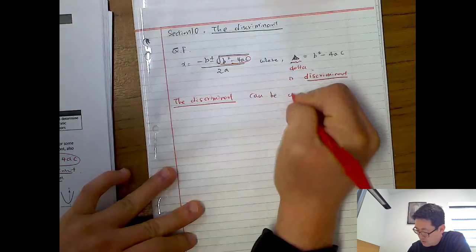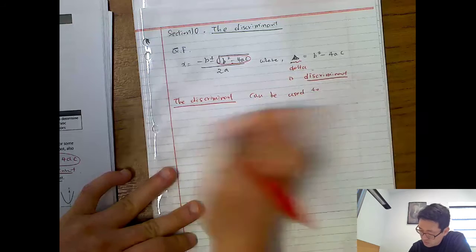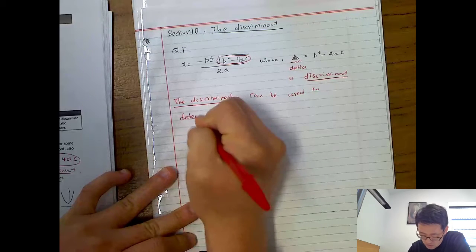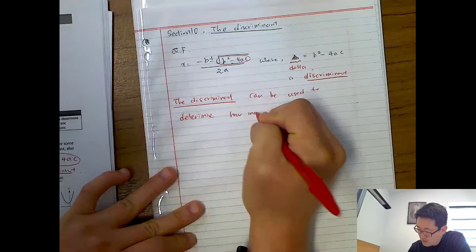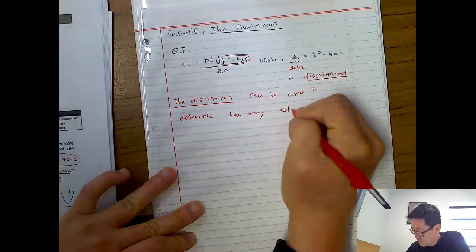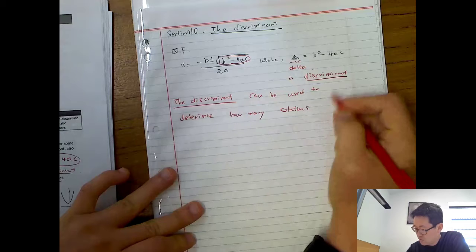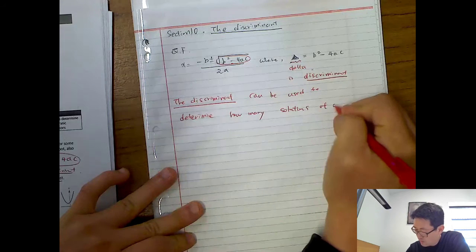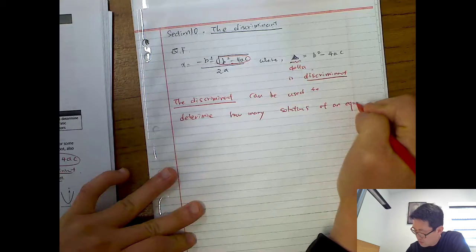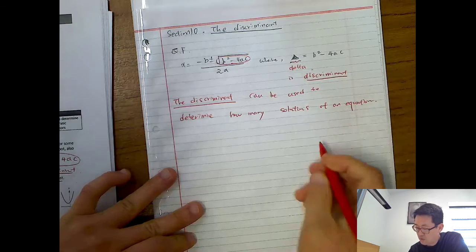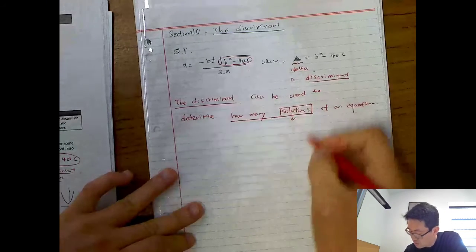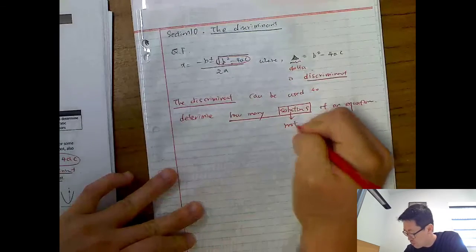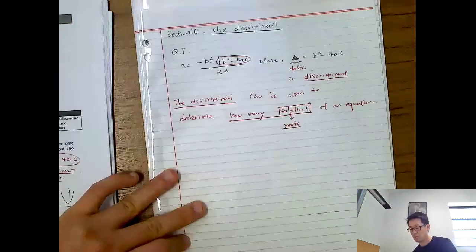It can be used to determine how many solutions an equation has. You can figure out how many solutions there are. Also, you can use the word roots, how many roots they have. We can use that.